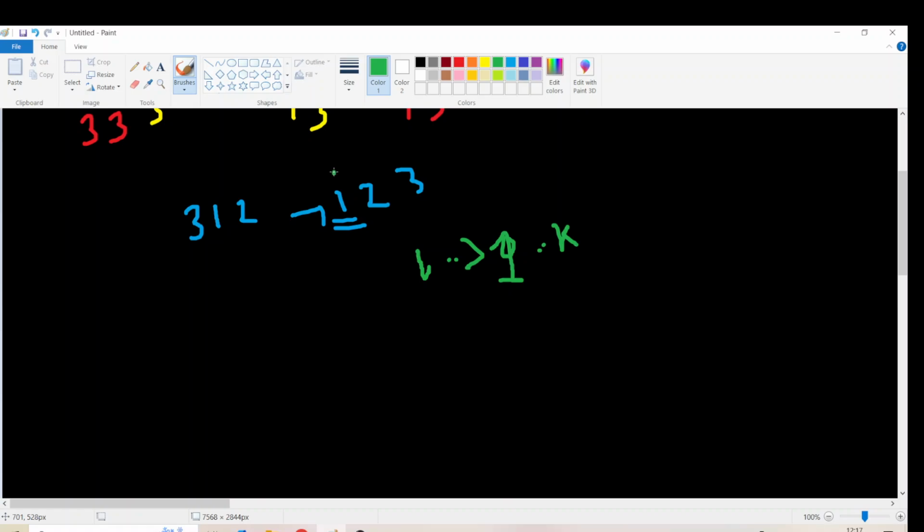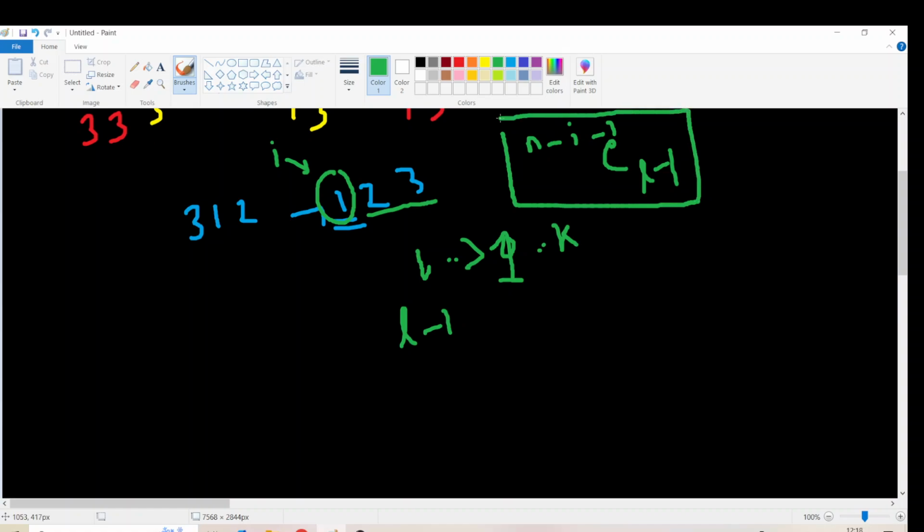So 1 is already taken. Now from the remaining elements we have to take L minus 1 elements. Let's say this is index i. So the number of remaining elements on the right side will be n minus i minus 1. And from these n minus i minus 1 elements, we have to take L minus 1 elements, because one element, the 1, is already taken. I hope you get it. And this will be the minimum of the subsequence, because we are sorting the array in increasing order and taking the leftmost element as the minimum element. So the count is n minus i minus 1 choose L minus 1, and we have to take the sum for every L from 1 to k.